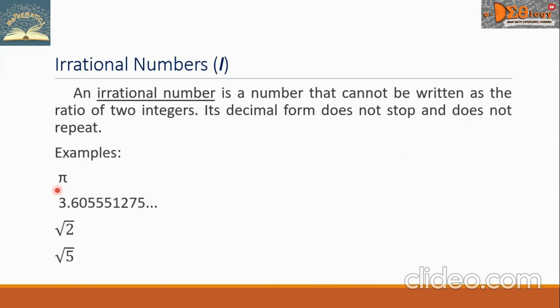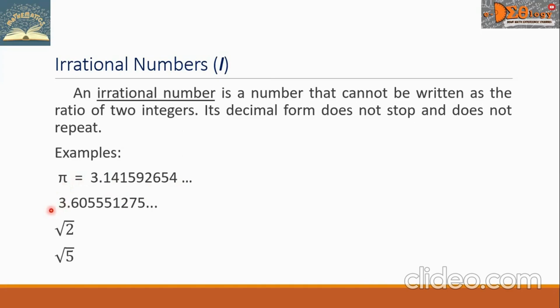Examples: the first is pi. The actual value of pi is 3.141592654 and so on. We can see here that it does not stop and does not repeat, meaning there is no pattern of repetition in the decimal. So pi is an example of an irrational number.